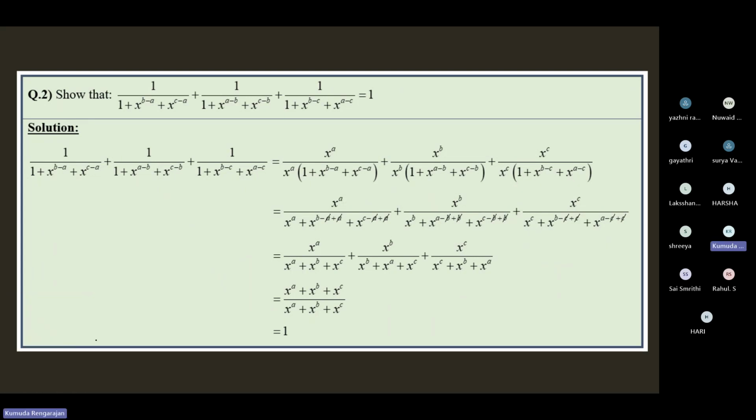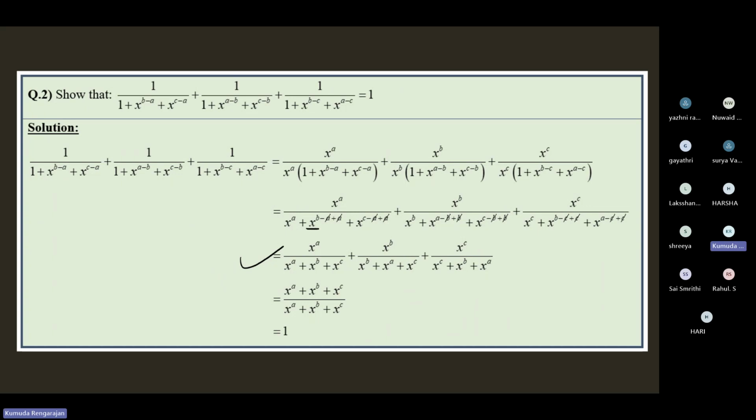Bases are same, multiplication, add the powers. So then you see minus a plus a cancels. Minus a plus a, minus b plus b, minus b plus b, minus c plus c, minus c plus c. 0, no? So you cancel them. And this is what we are left with. After cancelling, we are left with this.